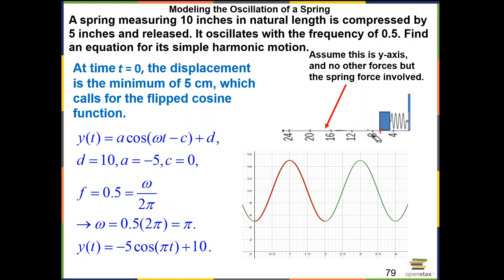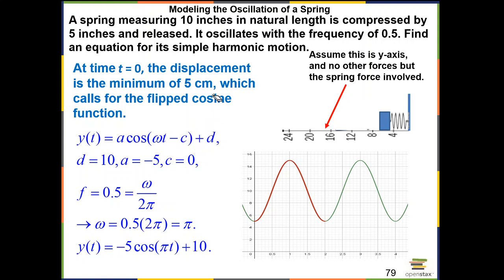That means, before we moved it, it was at the average, right? So that is 10. So D is 10, right? The displacement. Now, A is negative 5. Why? Because, as I said, that would be the min, so we have to pick the flipped cosine. So that's negative 5. And since we start at 0, we let C be 0.